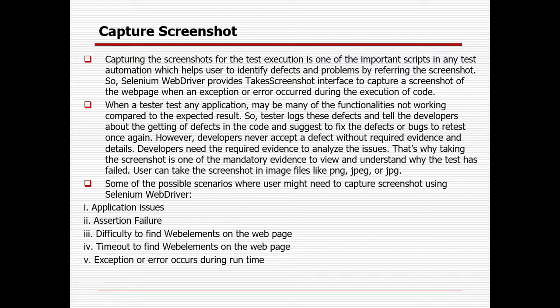Some of the possible scenarios: there is an application issue, a deviation, an assertion failure, right? Your expected thing is not working in the actual part, or it is difficult to find the element on the web page, especially from the automation standpoint. Or there is a timeout issue, or your code is not working, or sometimes an exception or error occurs during runtime. So these are the different reasons we need to capture the screenshot in automation testing as well.